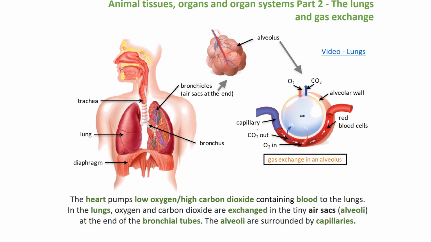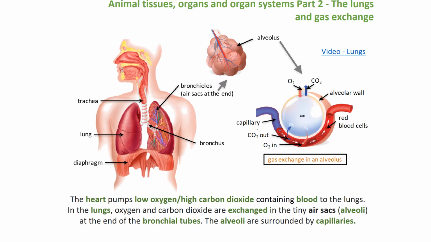And the gas exchange, which is where oxygen goes one way and carbon dioxide goes the other way, happens in these alveoli. So the alveoli are adapted for their function because they have very, very thin walls, and that means diffusion can happen a lot quicker. They're also moist, which also allows diffusion to happen quicker, and they have a very large surface area. So again, maximum diffusion can happen.